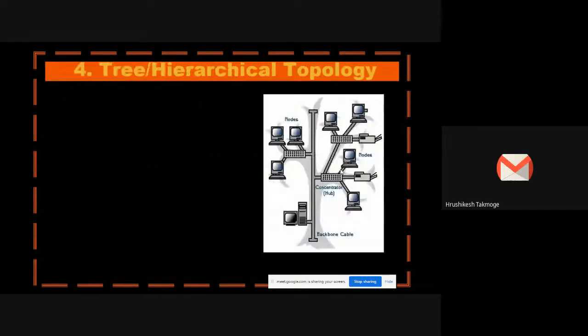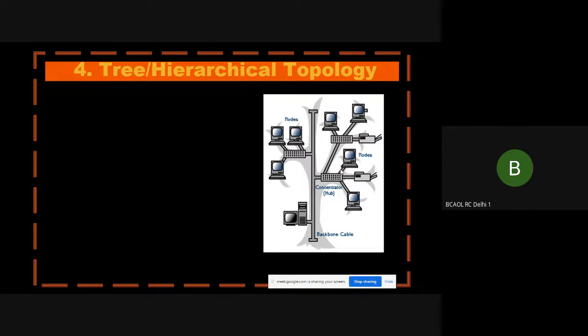Can we also add as a disadvantage that if something happens to the central hub, then all the devices will not be able to communicate? Yes, we can add that as a third disadvantage.